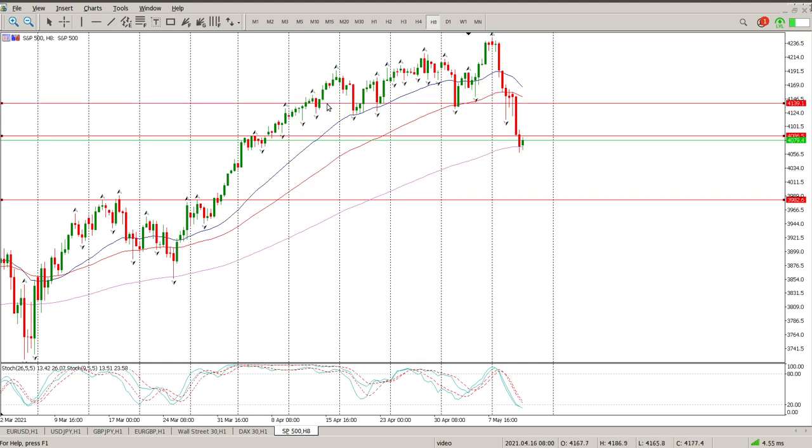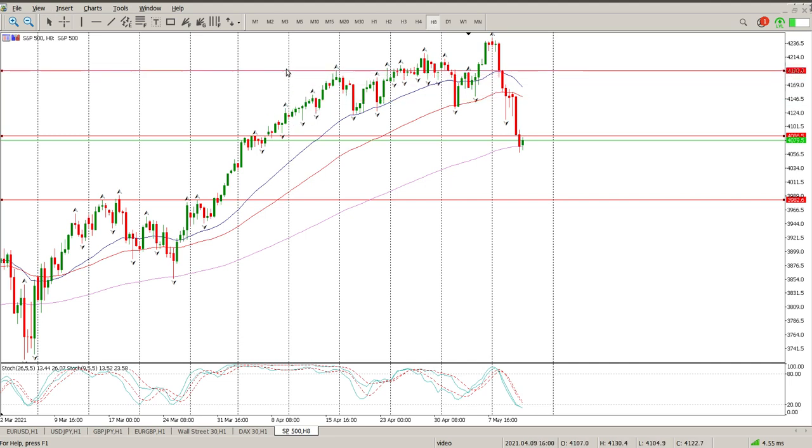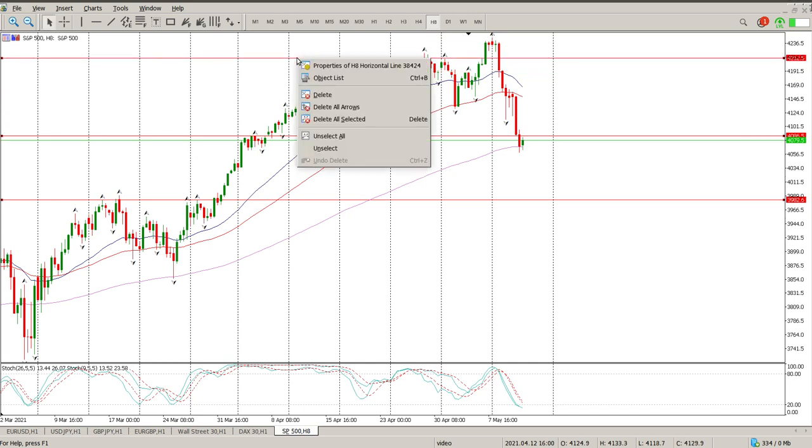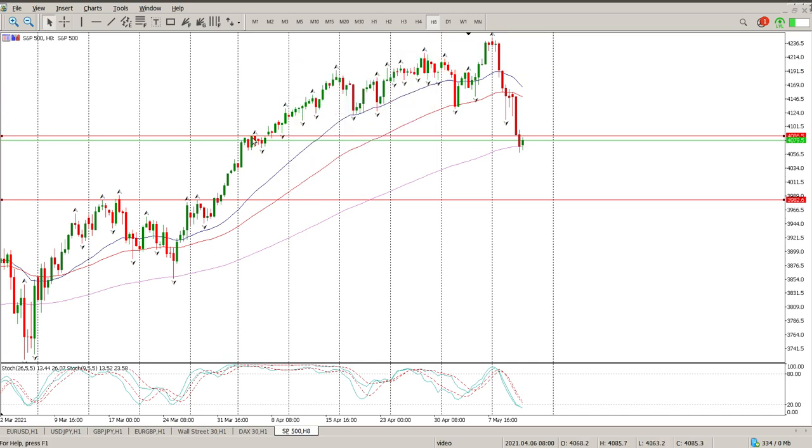Okay, so basically what I mean is I'm looking for this side of price where the level is, and I want price to go past it. So with all of that in mind, we can just delete that one. This is our current level, but we have broken it to the downside.